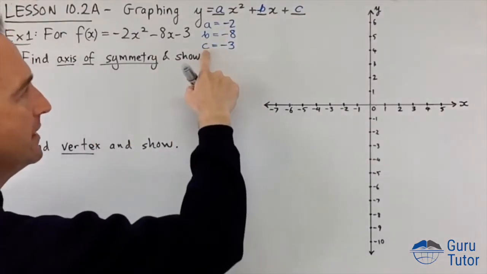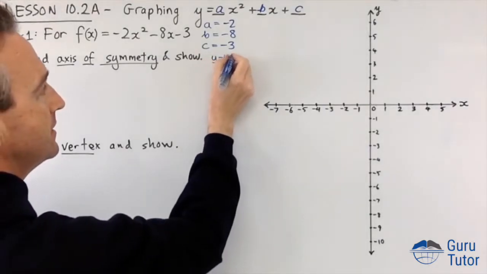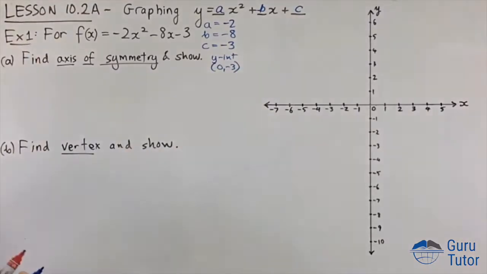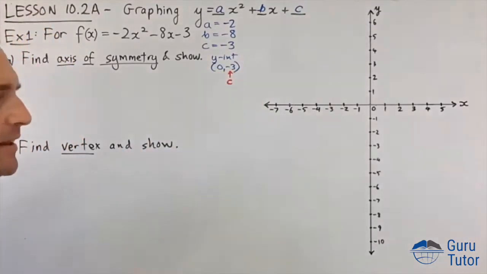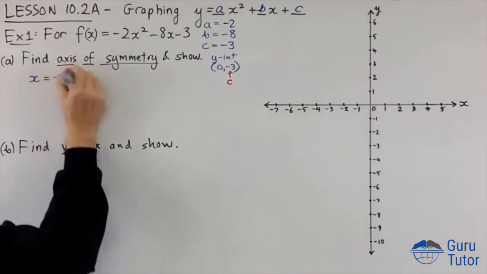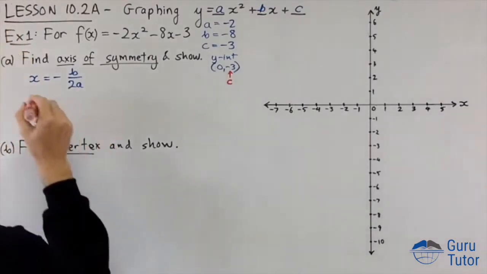And straight away, the y-intercept is C, remember. Y-intercept is going to be (0, negative 3). The y-intercept is always the C value. And that's going to come in handy later. The axis of symmetry is this. The axis of symmetry has an equation. It's x equals negative b over 2a. That's the formula for the axis of symmetry.